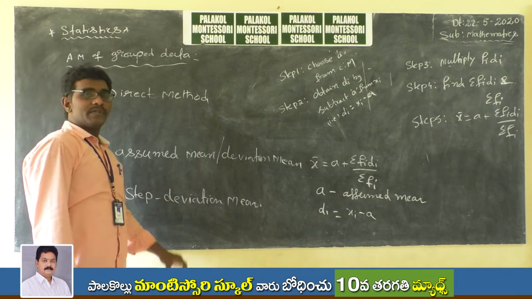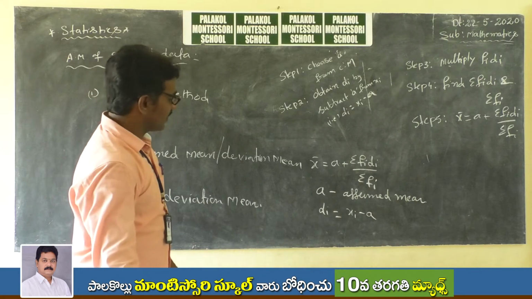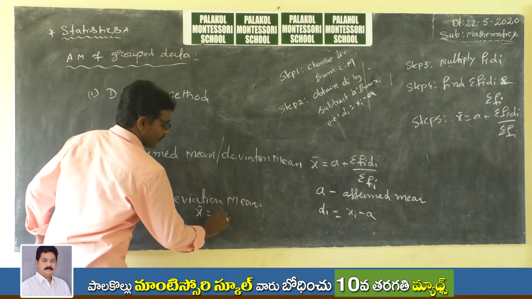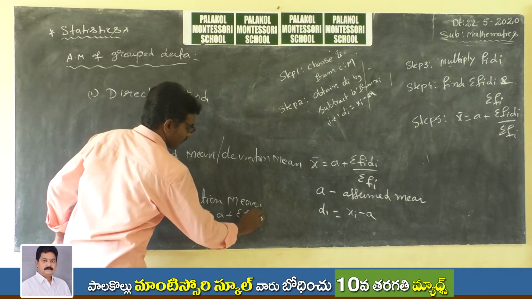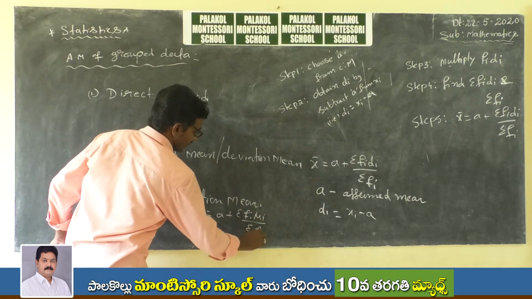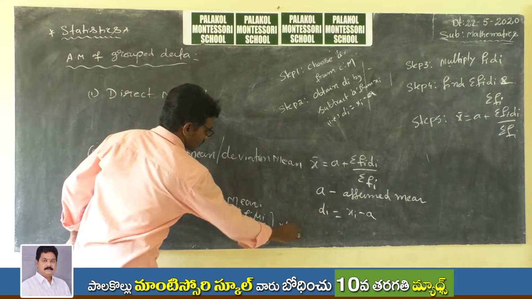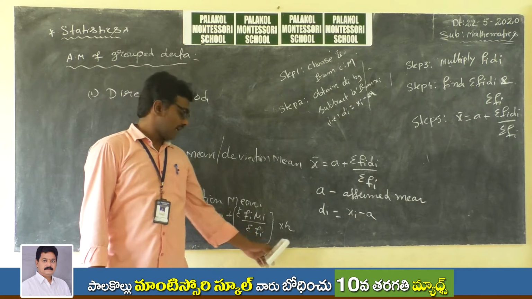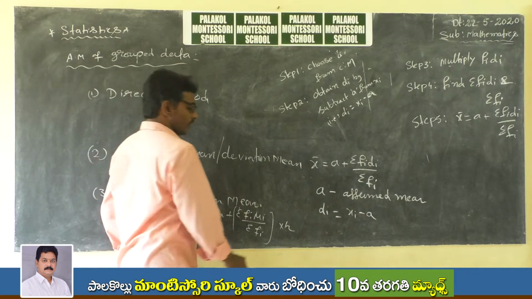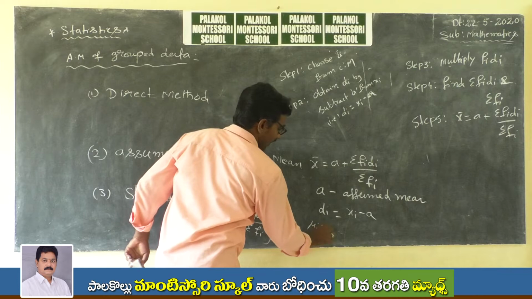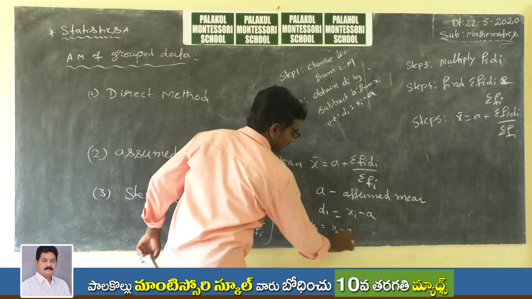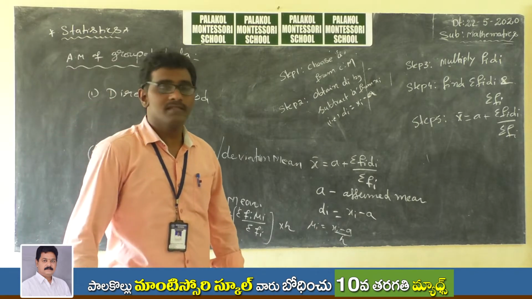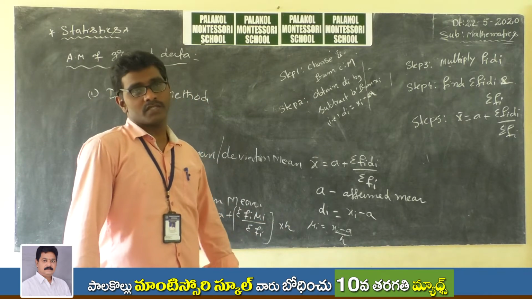Next one, the step deviation method. In the step deviation method, the formula is x bar is equal to a plus sigma fi ui by sigma fi, into h. Here h means size of the class. How to find ui? ui is equal to xi minus a by h.